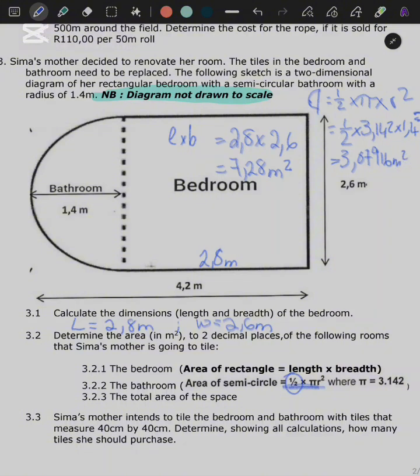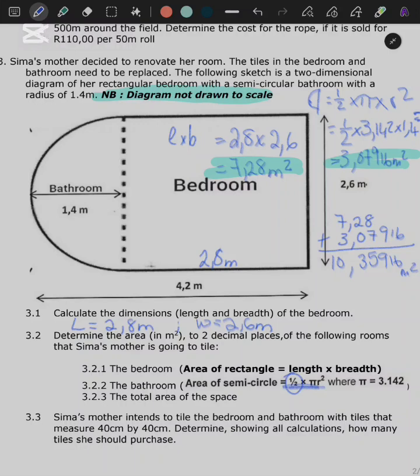Then they want us to work out the total space. Well, the total space is just going to be adding the two together. So we're going to take our area of our bedroom and our area of our semicircle, and we're just going to add them together. So I'm going to go 7,28 plus 3,07916. When you add those together, you're going to get to 10,35916 meters squared.